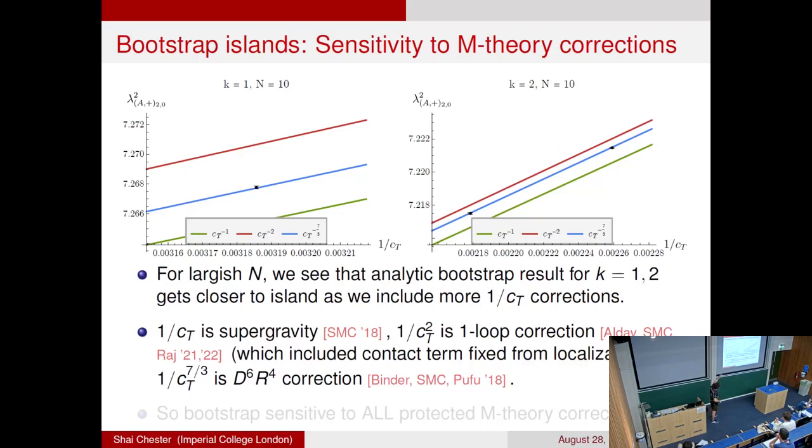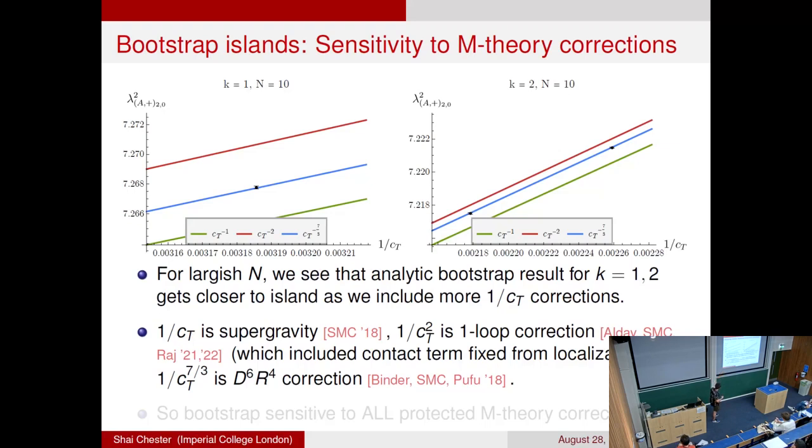And so now let's compare that island to the corrections in the large N expansion. And so you see that green would be the supergravity correction, so that's outside the non-perturbatively determined region. And then when you add the red correction, which is one loop supergravity, it kind of moves up and it kind of overcorrects, so now it's too big.